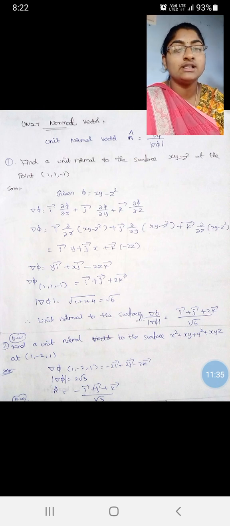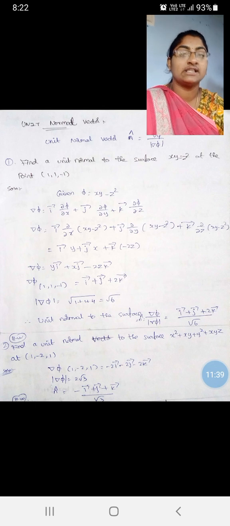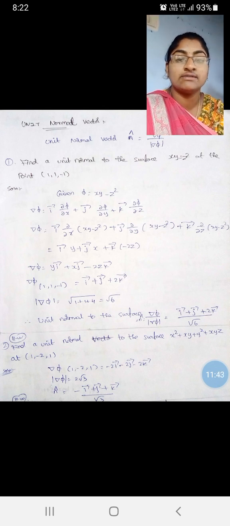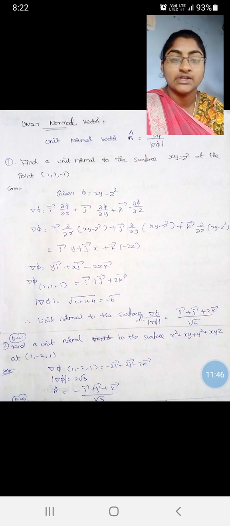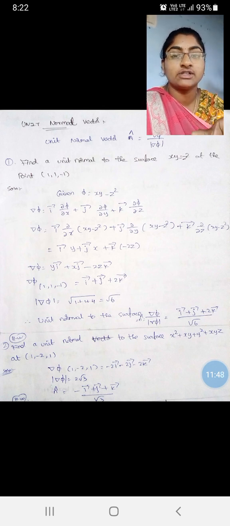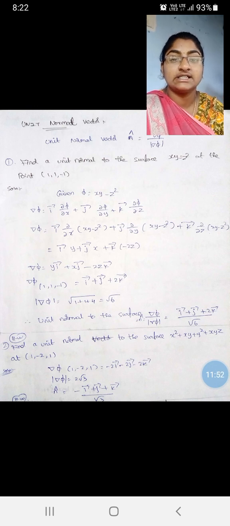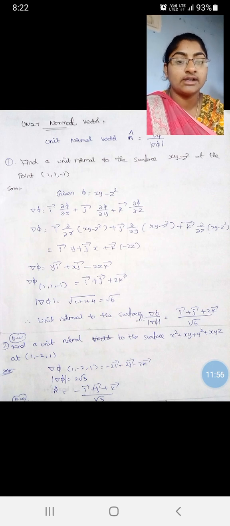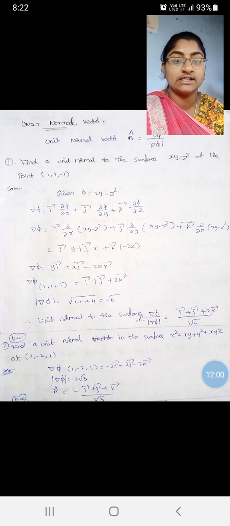I know the formula, so write it first, and the value of phi. So I am substituting it from the question. ∂phi by ∂x of xy minus z square. Similarly for j vector and k vector. In the first term, we differentiate with respect to x, so it will become y. Second term, differentiate with respect to y, so it will become x. In the third term, I have to differentiate with respect to z. I get minus 2z. So that is y i vector plus x j vector minus 2z k vector.